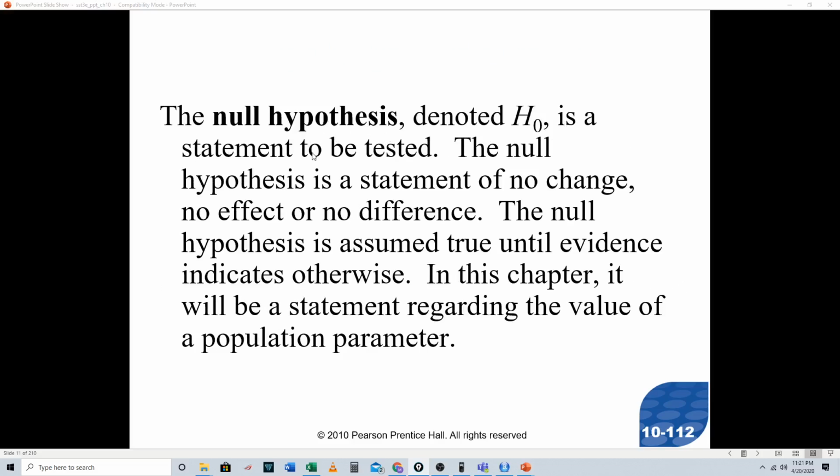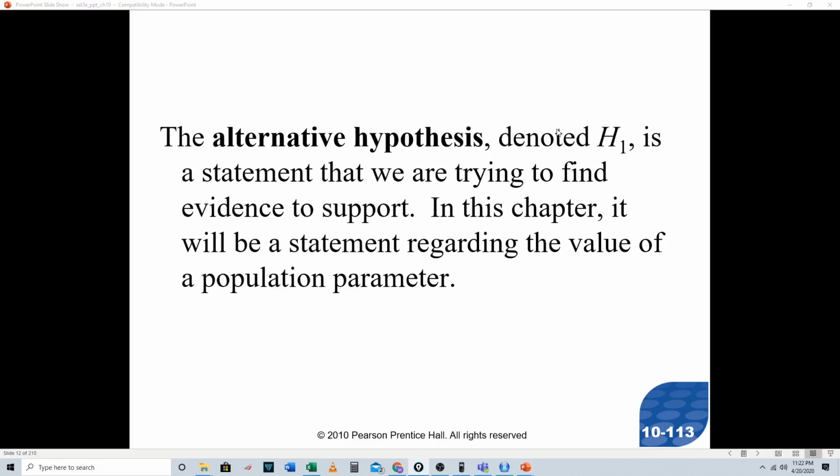Null, again, is the statement to be tested. The null hypothesis is a statement of no change, no effect, no difference. It should be true until evidence indicates otherwise. In this chapter, it will be the statement regarding the value of the population parameter. In H1, a statement that we're trying to find evidence to support. In this chapter, it will be a statement regarding the population.